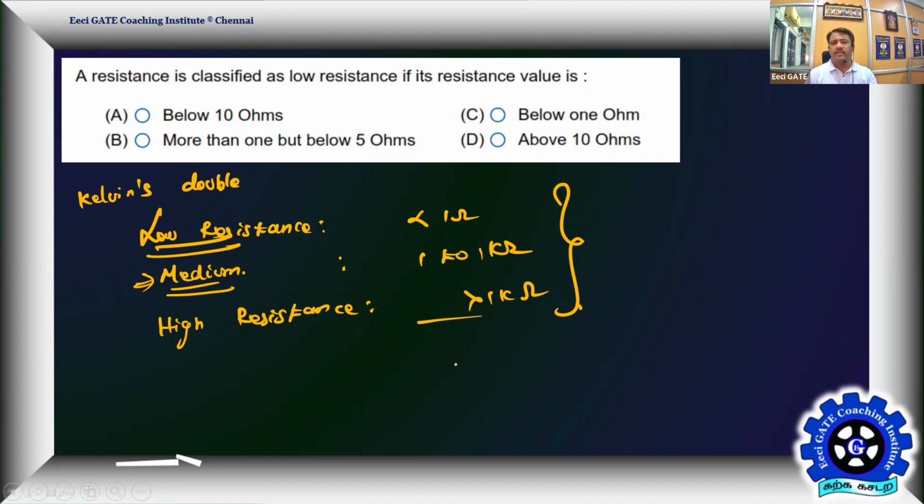Probably that's where you talk about low, medium, and high resistances. High resistance will be measured by using an instrument known as a megohm instrument. Kelvin's double arm bridge, or double bridge for short, is the instrument for low resistance measurement. So the right answer, below 1 ohm, is the correct answer for this problem. That's very simple and straightforward.